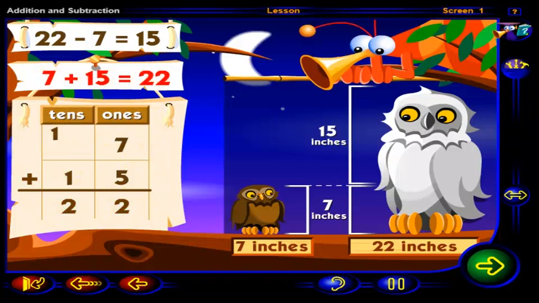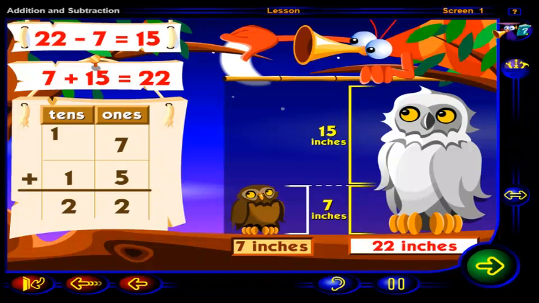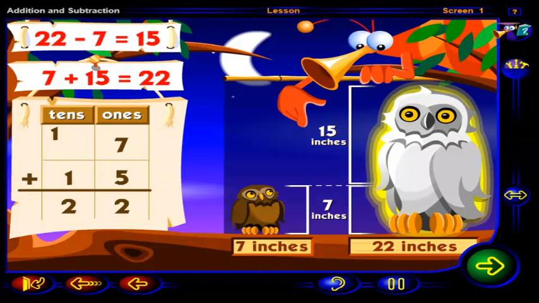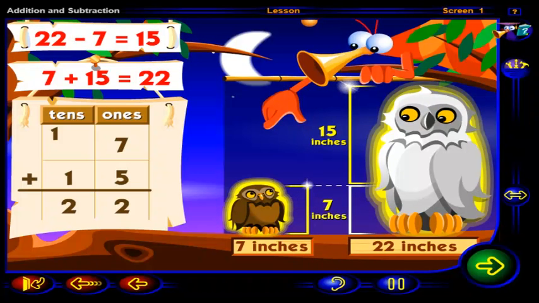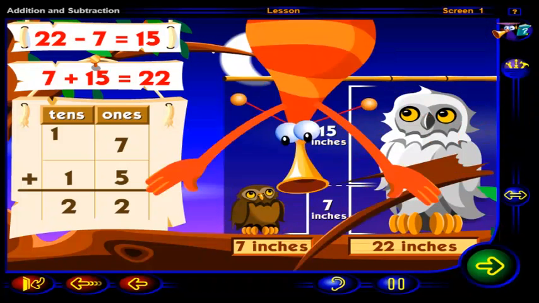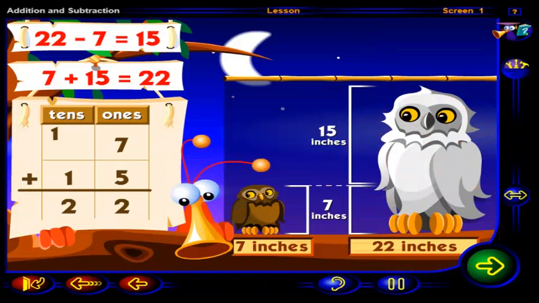So when we start with the height of the pygmy owl, 7 inches, and add 15 inches, we get the height of the snowy owl, 22 inches. So our subtraction is correct. The snowy owl is 15 inches taller than the pygmy owl. Whoa! Watch out!